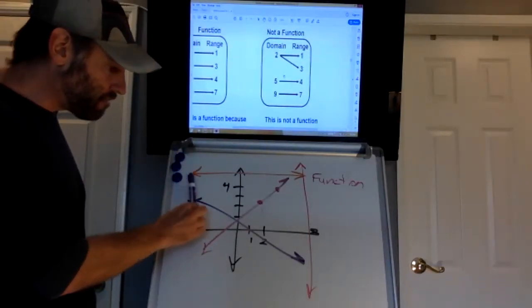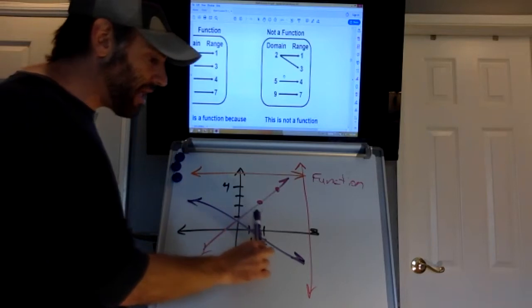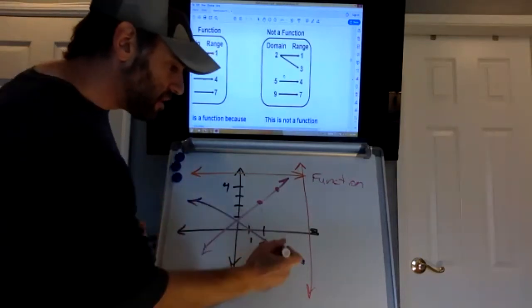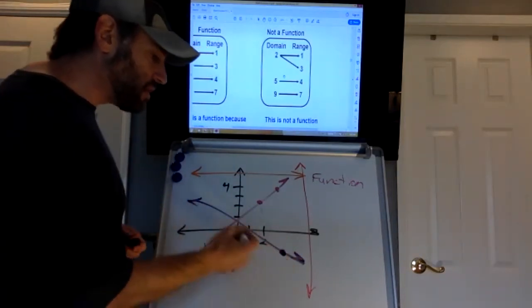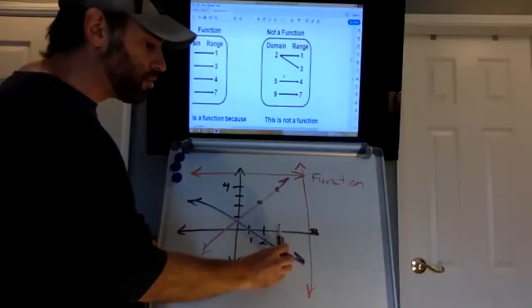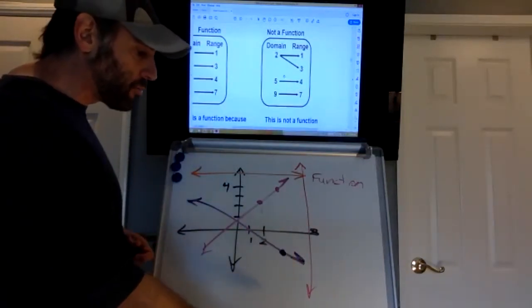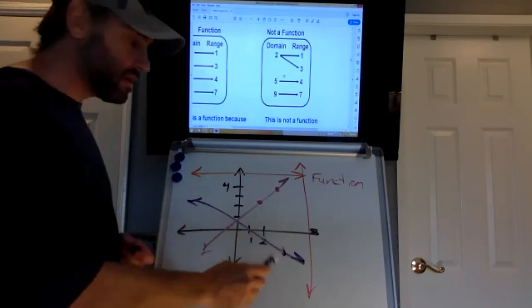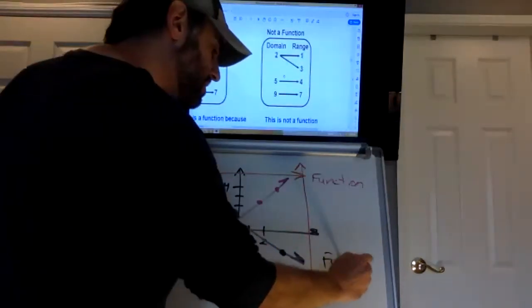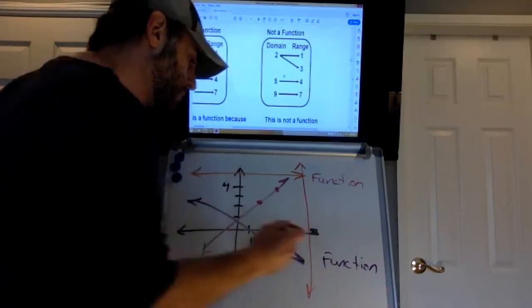All right, let's go to a negatively sloping line. This is the purple one. Also, at any point that I want to stop at, there are no other points, just talking about purple only. There's no points above or below any of these other points. So the purple linear one is a function. It is a function.